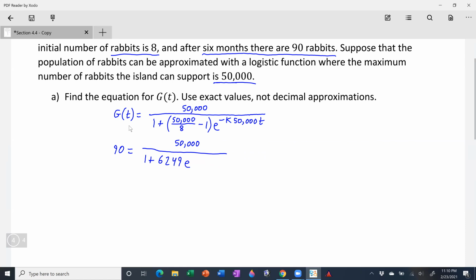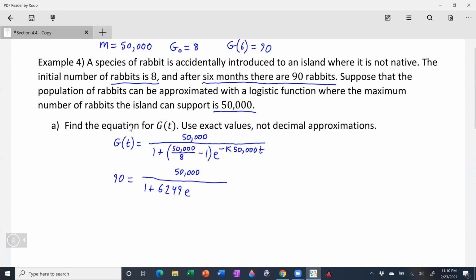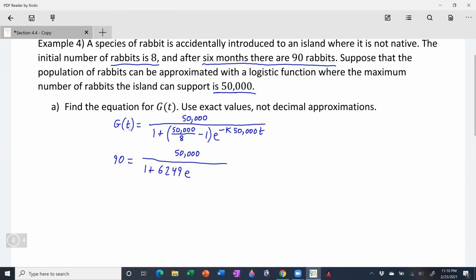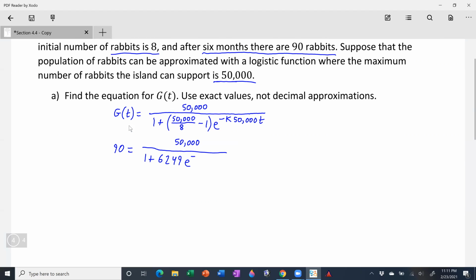Then we have e to the, okay, so now remember we're plugging in 6 for t, and that's why this is all equal to 90. So if we plug in 6 for t, that's going to be 50,000 times 6, which is negative 300,000 because there's this negative in front. So let's write that as negative 300,000 k. All right, so we've got all the stuff plugged in there. We did some simplifying and we actually plugged in 6 for t. Make sure that's where this negative 300,000 came from. We plugged in t is 6 just now, okay?